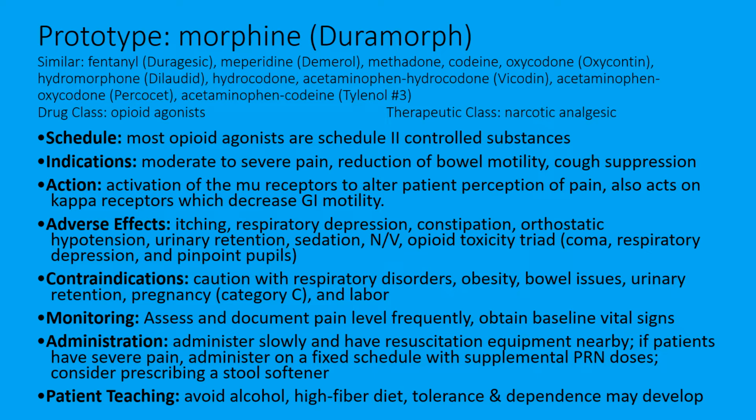Okay, so how do they work? Well, they attach to the opioid receptor, the mu receptor, or the kappa receptor, and address the symptom of pain. And we use them in severe or in moderate to severe pain, and sometimes to reduce bowel motility for chronic diarrhea, but mainly it's the first indication, moderate to severe pain.